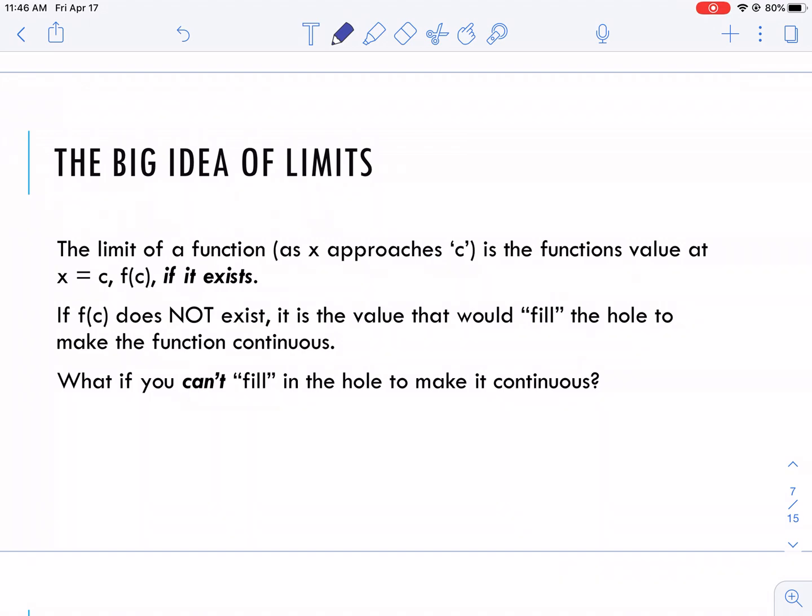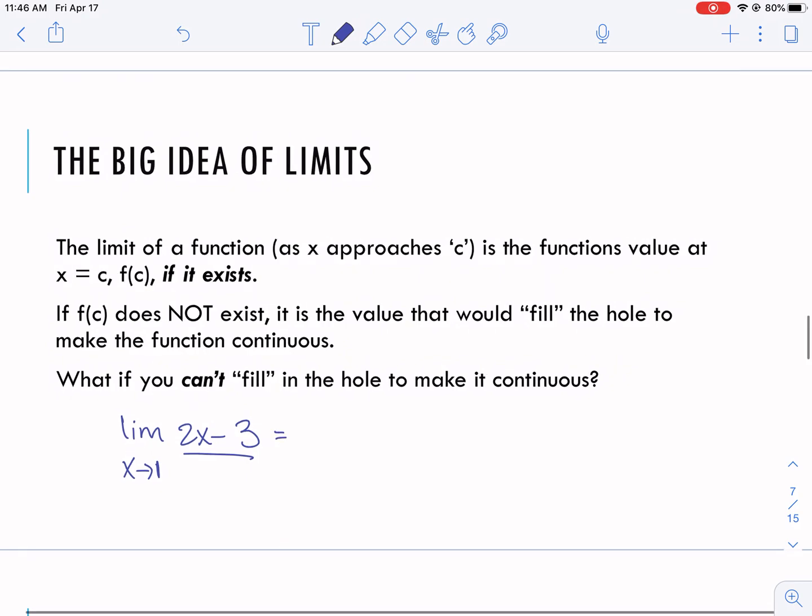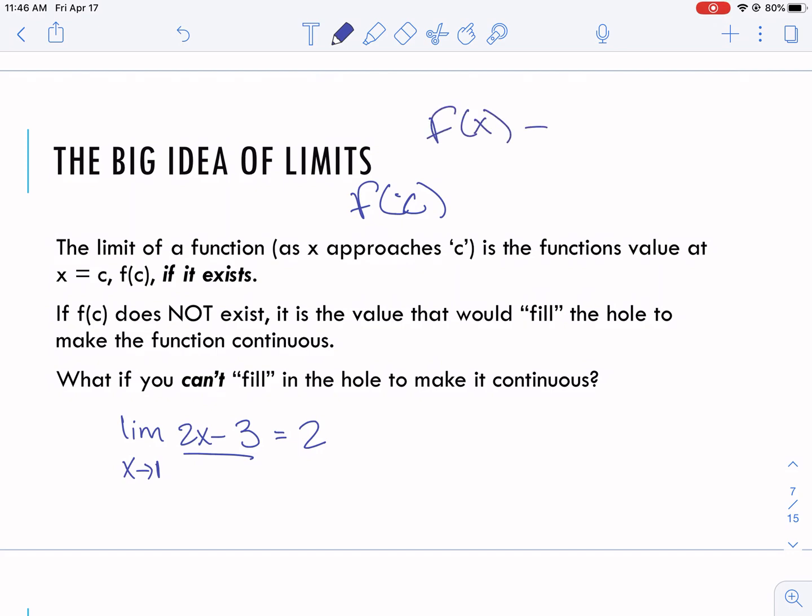So if a limit exists, the limit of a function as x approaches c is the function value at x equals c, f of c, if it exists. Meaning, like if we think of the limit as x approaches 1, and let's say our function is 2x minus 3. Well, that's a linear function, so you know there's not going to be any weird holes or anything. That means I can do f of c. Everywhere we see an x, we replace it with whatever the c value is, the designated x value. So 2 times 1 minus 3, so it is 2 minus 3, so -1. So that is the limit.